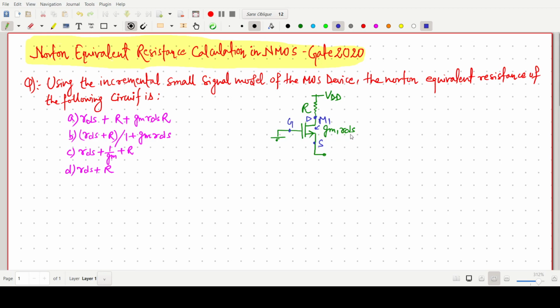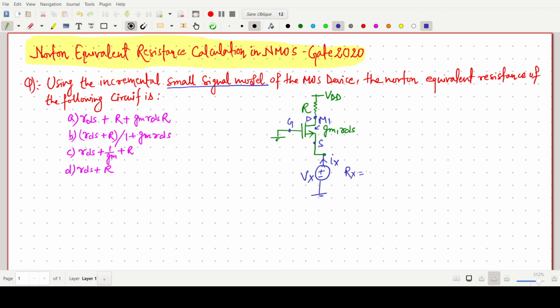The transconductance and rds are given. We have to find the Norton equivalent resistance. In such a case, we have to put a test voltage. For the time being, I am putting a test voltage, say Vx, which has some current, say Ix. In the question, it is given to use the small signal model. So we have to know the small signal model to solve such a question, and we have to find the value of Rx.